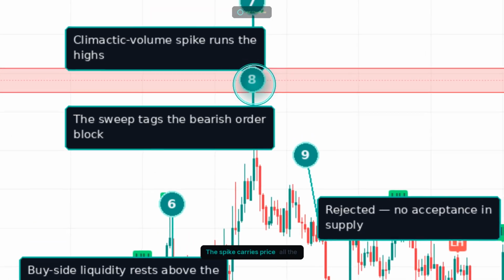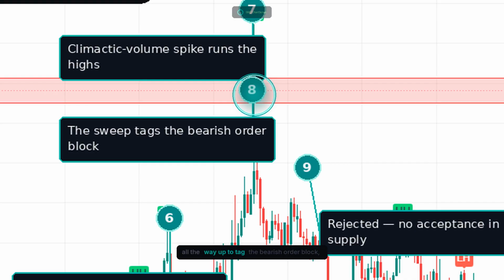The spike carries price all the way up to tag the bearish order block, and here the two ideas meet. The liquidity above the highs and the supply of the order block sit at the same place. So the move that swept the highs also delivered price into supply. The new high at the zone is the peak of the entire recovery. Price ran the liquidity and tagged the supply in one spike.